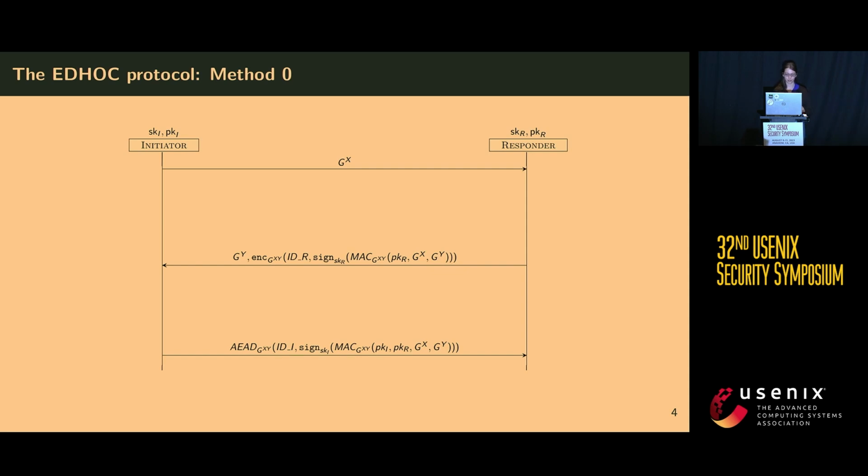So just to give you an idea of how it works, here we have method 0, meaning that both the initiator and the responder want to authenticate with a signature key. The protocol starts with the initiator sending an ephemeral Diffie-Hellman key, the responder responding with his own ephemeral Diffie-Hellman key, and a session key computed with both these ephemeral Diffie-Hellman keys. With this session key, he encrypts his identity and a signature over his public key. That is the thing he wants to authenticate. And the last step of the protocol is the initiator responding with an encryption of his own identity and a signature over his public key.